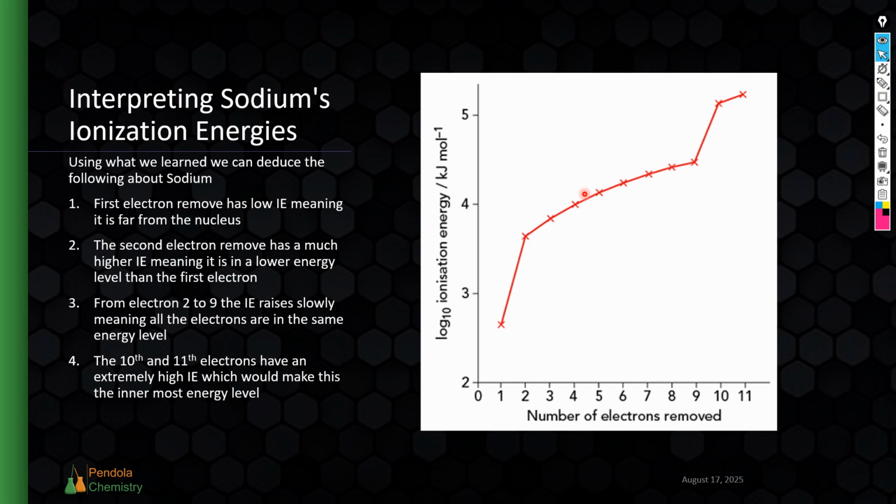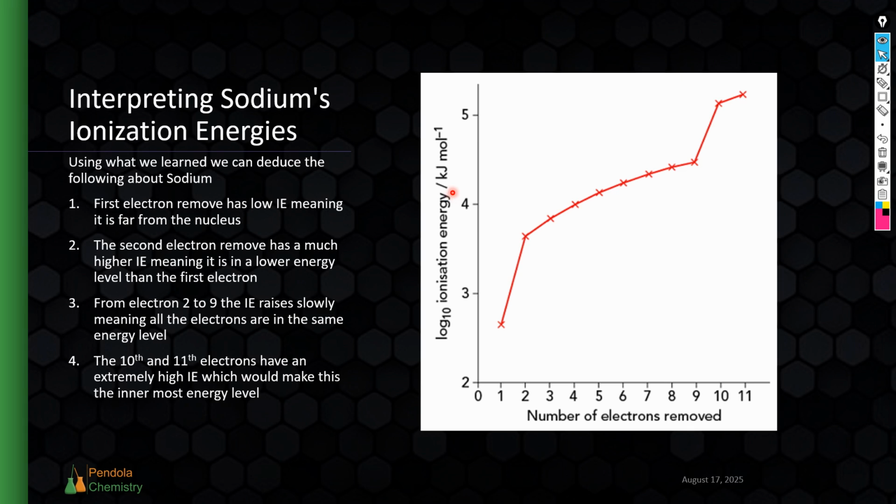You need to start getting used to looking at scatter plots. This is not a line graph. This is a scatter plot of the successive ionization energy of sodium. So we have here the number of electrons removed. The first ionization energy is represented by this X. Second ionization energy is this one. Fourth, fifth, sixth, and so on and so forth. And then the y-axis is the log base 10 ionization energy.